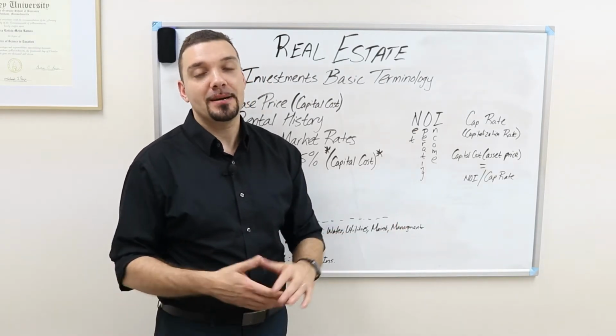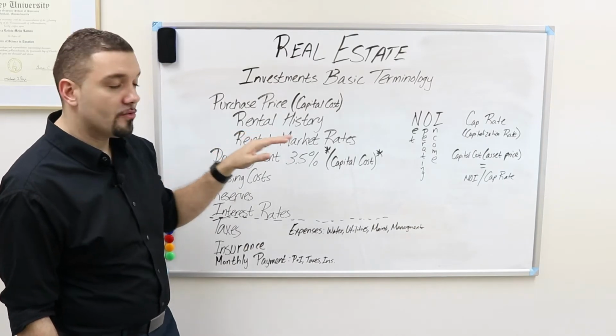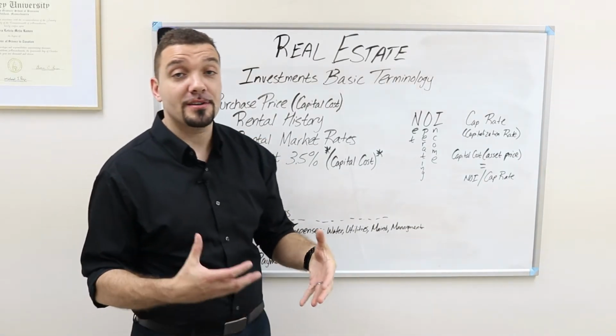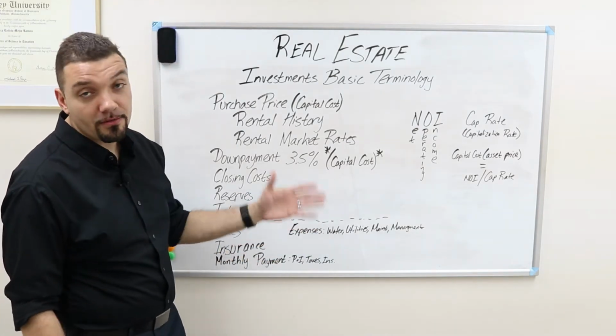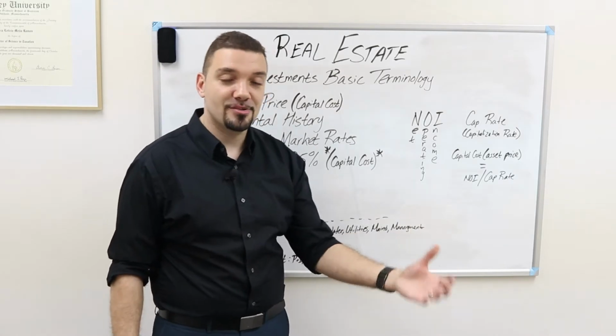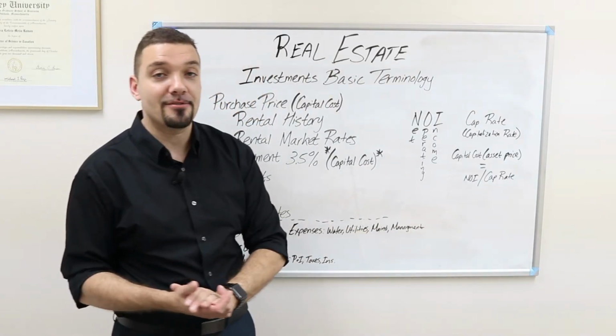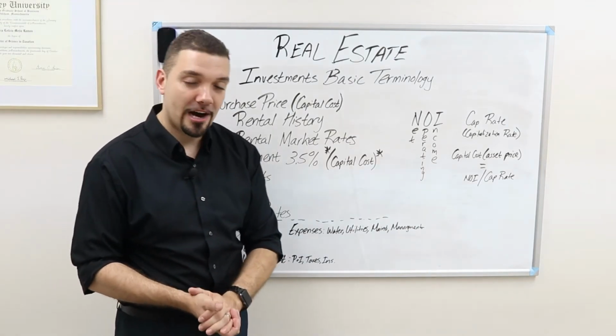Net operating income is very simple. It's pretty much your income, which is your rental history or whatever your market rents are that you're getting, minus your monthly payment of all of your expenses. So that would include your principal, your interest, your taxes, your insurance, as well as the expenses that are in there. So that's how you figure out your NOI, net operating income.